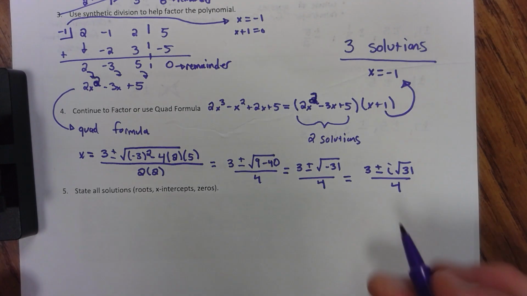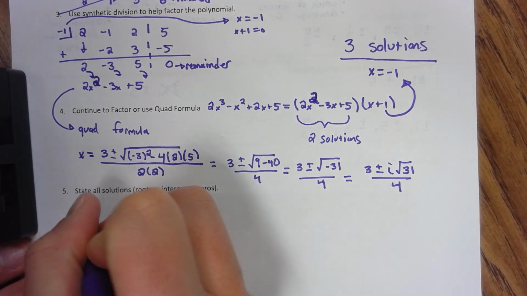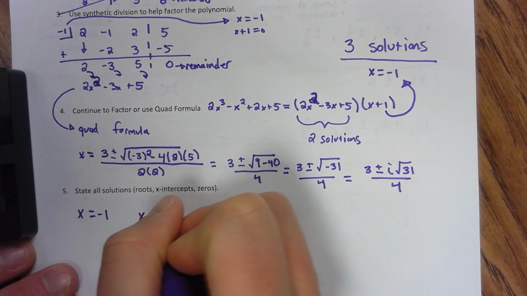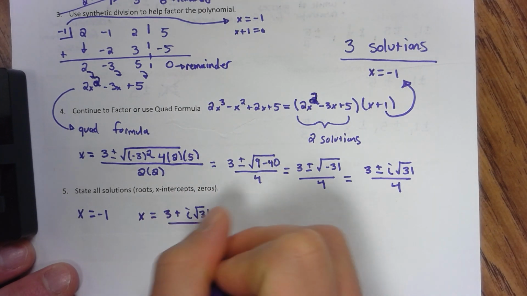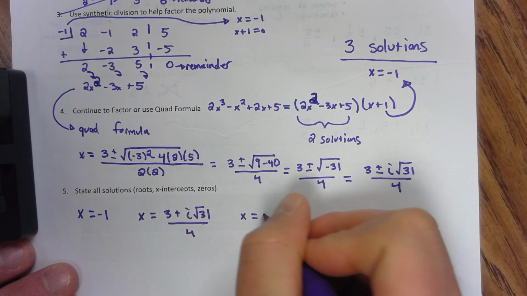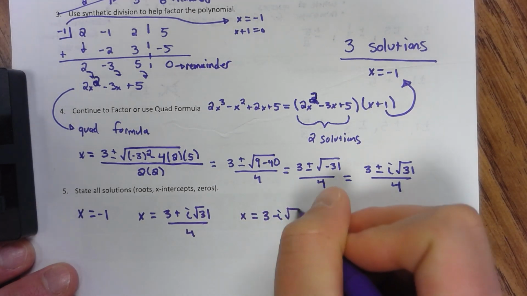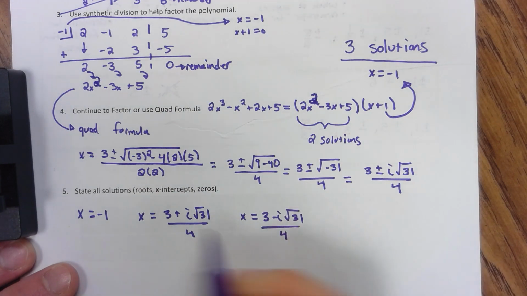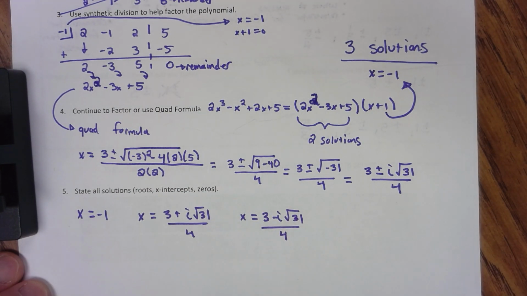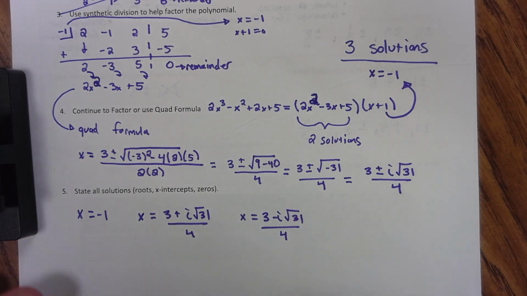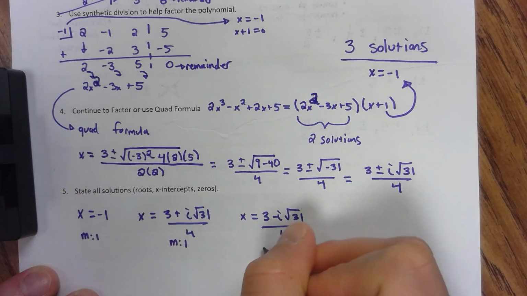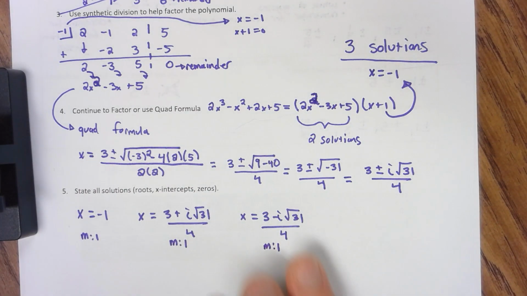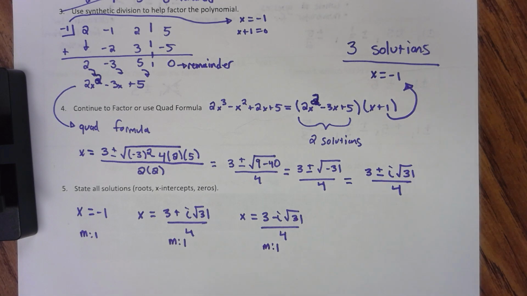So from these, we have three solutions of x equals negative 1, another one of 3 plus i root 31 divided by 4, and then the other one of 3 minus i root 31 divided by 4. So three solutions, and we have all three of them. Remember that every solution has a multiplicity. All these solutions only show up one time. So we're going to say that it has a multiplicity of just 1. They do not show up more than the one time.